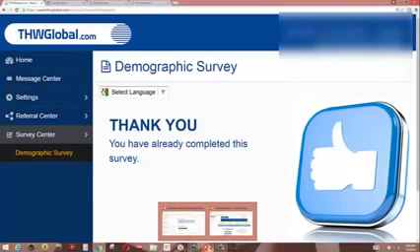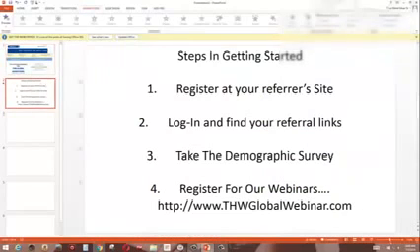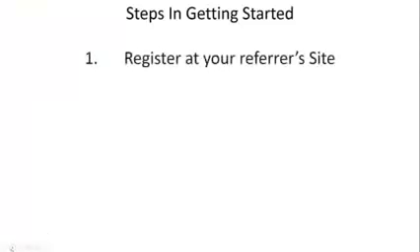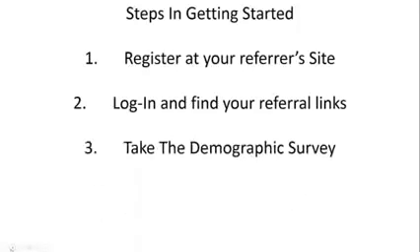And then the last thing you're going to want to do once you've gotten all that set up is register for our webinars, and I'll share with you how to do that in just a moment. So let's quickly recap the steps for getting started. Number 1, register at your referrer site. Number 2, log in and find your referral link so you can start sharing your referral links, building your referral network. If you don't know why that's such a big deal, you'll find out when you register for our webinars. Number 3, take the demographic survey.